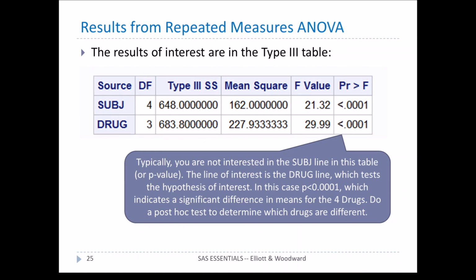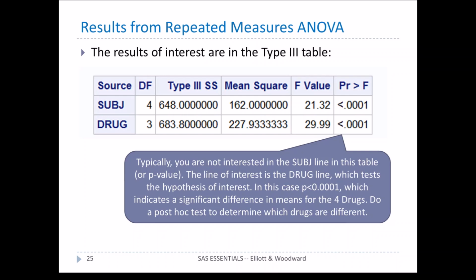So we run that analysis, that program, and we get this initial table. And notice this is the type 3 table. There may be other tables that are displayed. In this case, make sure you're looking at the type 3. Notice at the top it says type 3 SS, type 3 sums of squares. That's the appropriate table that you need to look at to do this analysis.